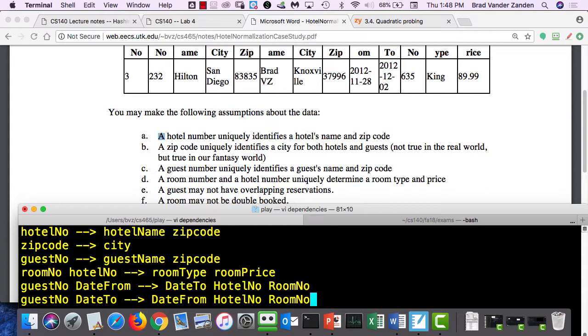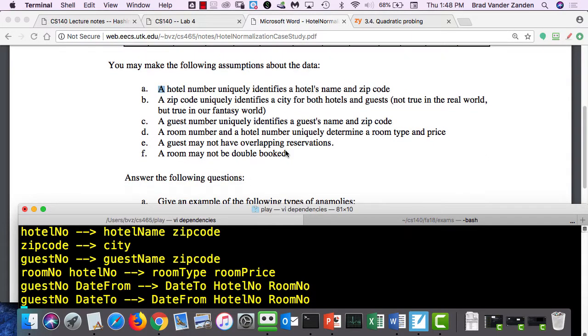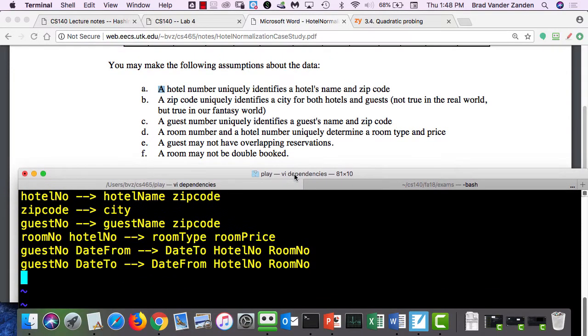Does that make sense? Okay, so we're moving on to F. So now we want a room may not be double booked. So we could start with room number, but that doesn't uniquely determine a room. What's required to uniquely determine a room, and it's more than just a room number? Hotel number. So we need both a hotel number and a room number.